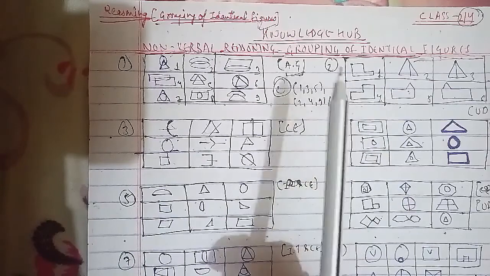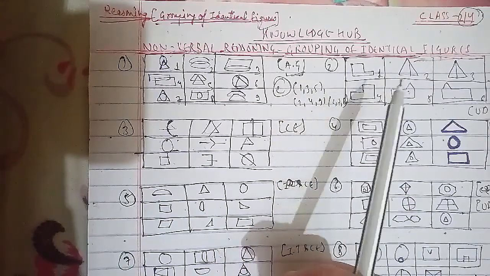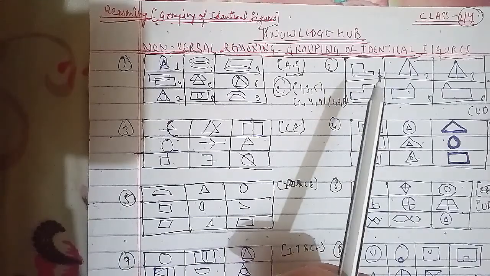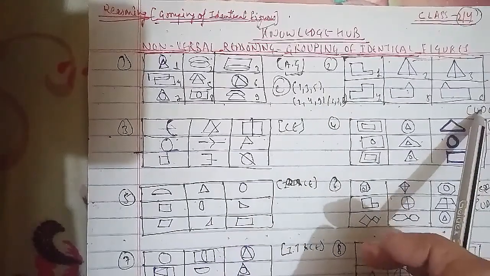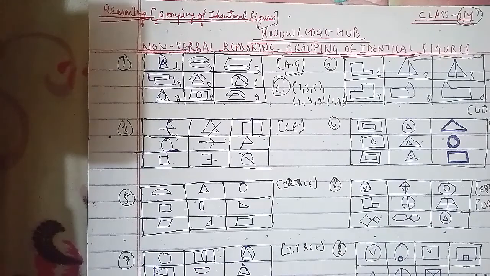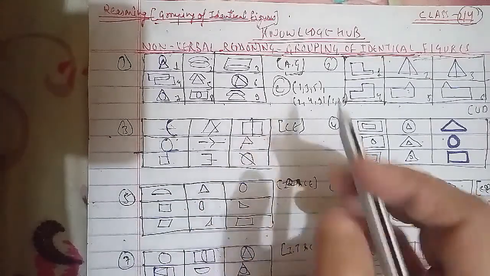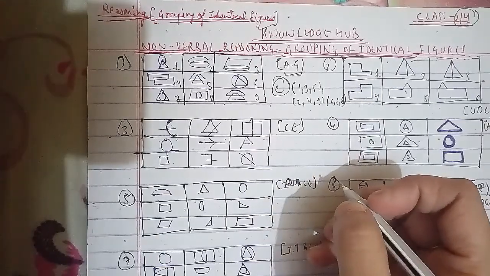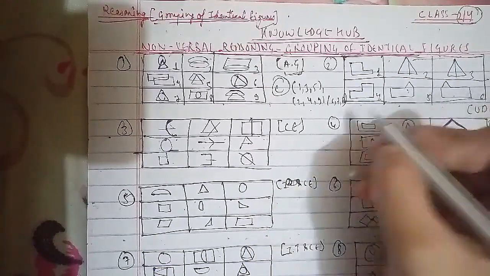So in this case we have to find out the answer. Here 1, 4; 2, 3; and 5, 6 are the pairs of identical figures, as represented here. These are the pairs of identical figures, and that will be the right answer for this question as well.